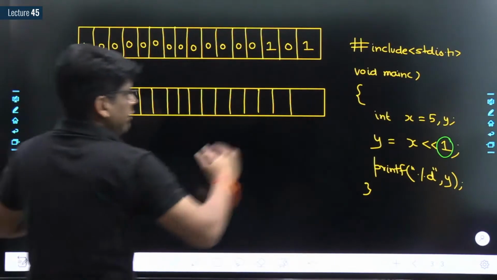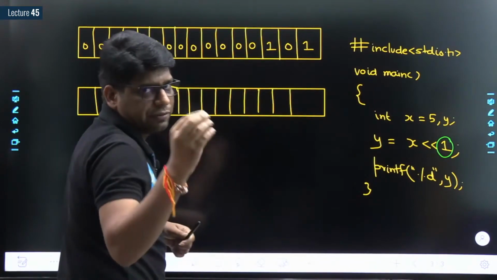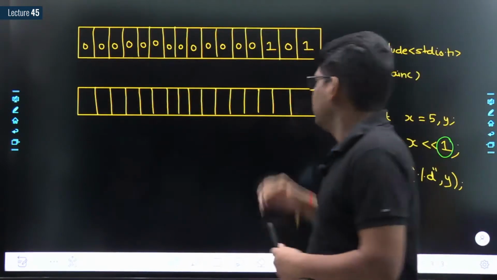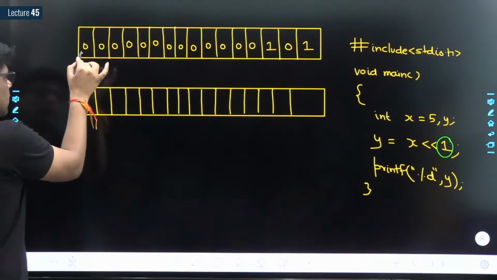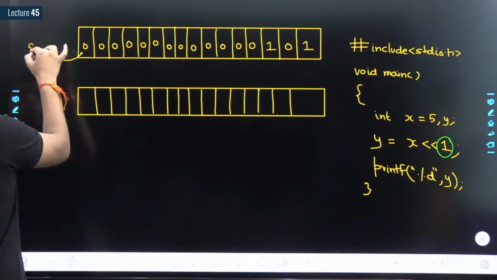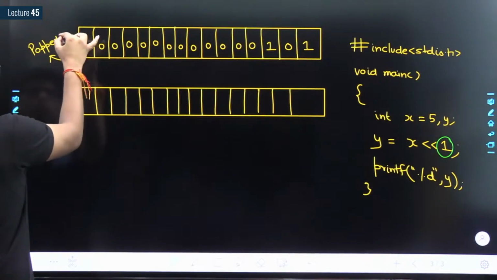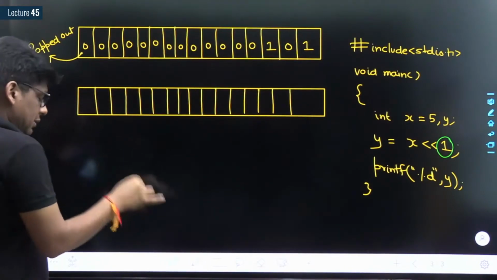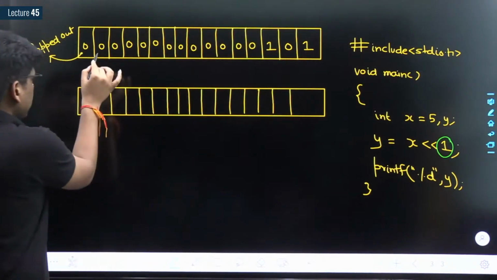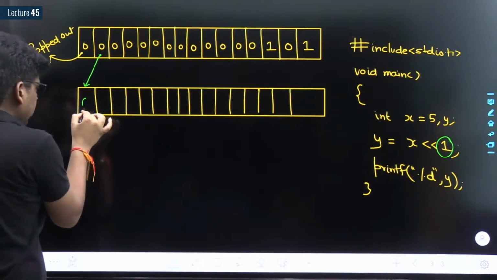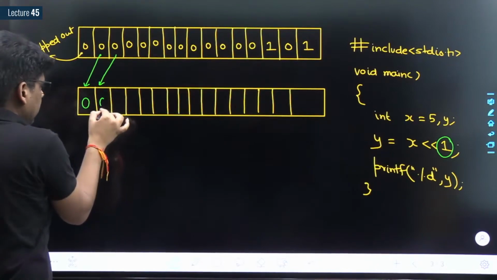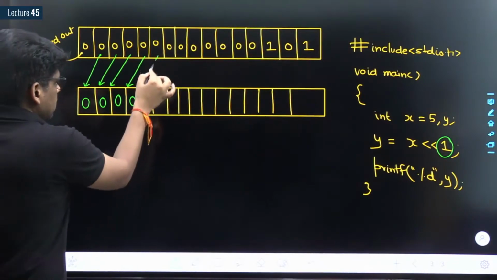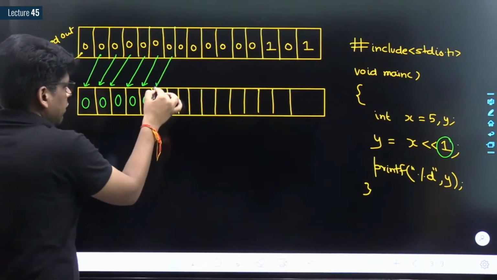When we left shift it, what is the meaning of left shift? You can think of it this way: someone is pushing the bits from here. That means the last bit goes out, this bit will be popped out, and this bit will occupy this position. That means this bit used to come here, this bit used to come here, this bit used to come here, this bit used to come here, this bit used to come here. What about this?